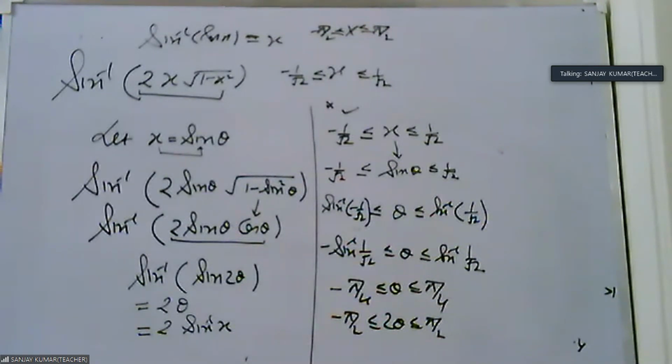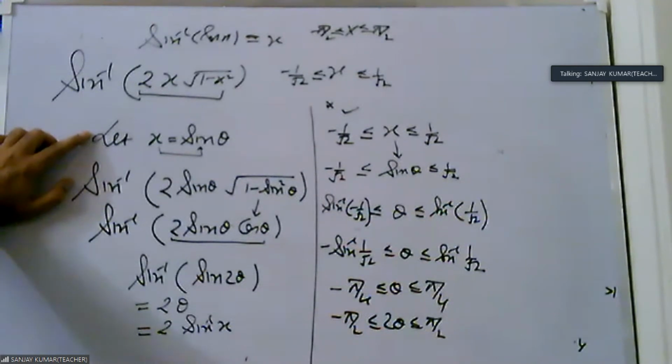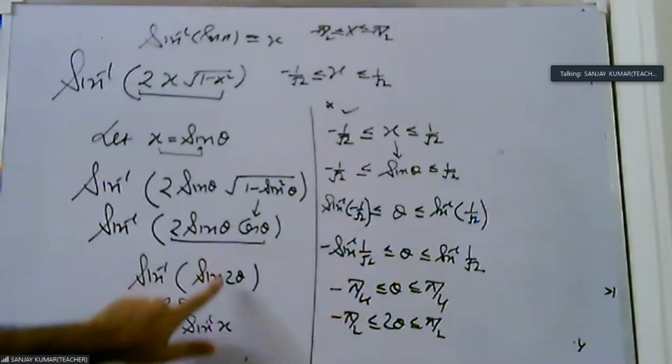But now 3-4 questions arise. The first question: how do we know that we should let x be sine theta? On what basis do we suppose x is sine theta? The second problem: who tells us that this is the formula of sine 2 theta?